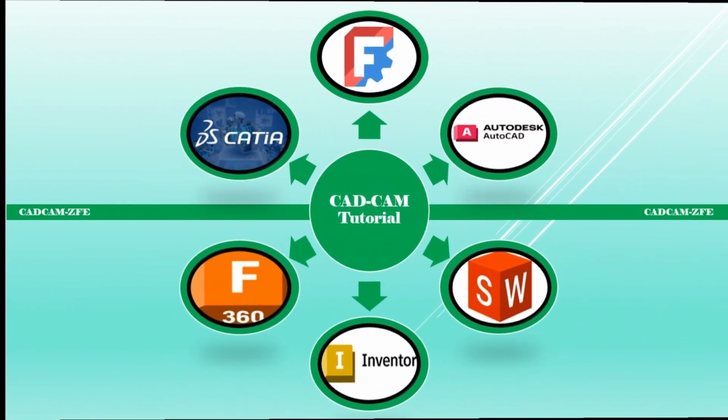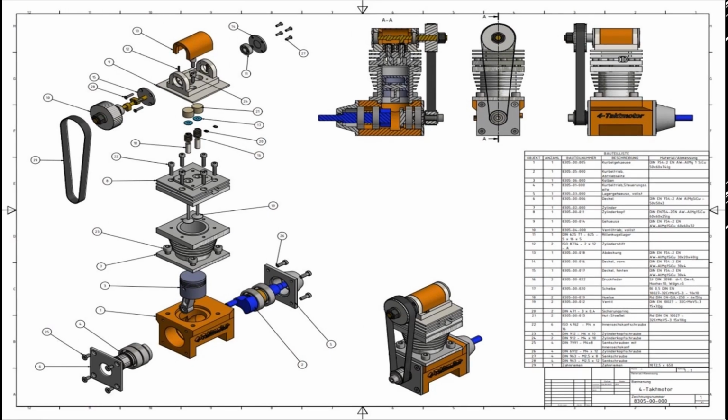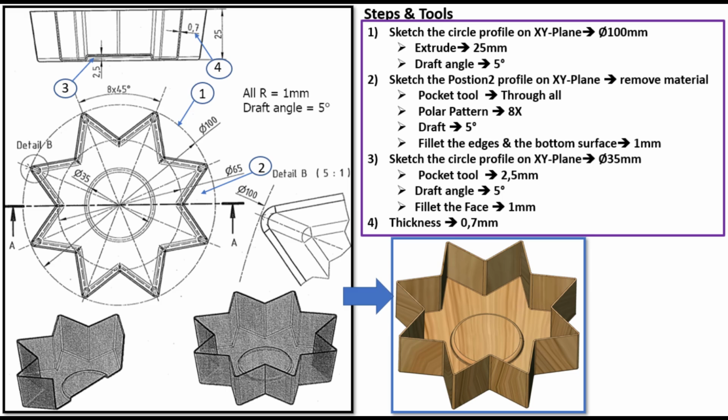Today I will show you how to create a 3D model from an existing 2D drawing with the help of FreeCAD Part Design tools like Extrude, Pocket, Polar Pattern, Draft, Thickness, and Fillet. This is the exercise for today. We convert this 2D drawing step by step into this 3D solid part. Here you find the steps and the tools that I used to convert this 2D drawing into a 3D solid part.